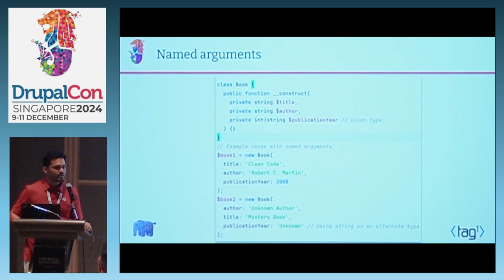Next is named arguments. Here you can see that it's again the same example, but it's the way in which you create the objects. Basically, now you can give the name of the argument and then provide the value. You can see there is the title, author, and publication year, without the $ sign, and they are passed. It does not matter if they are provided in any sequence. Otherwise, with PHP, you need to provide them in the sequence in which the function is declared.